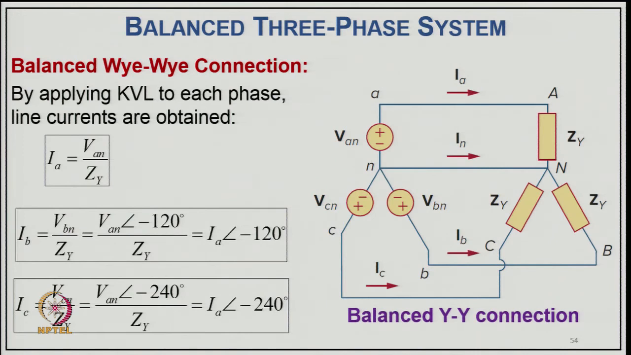So, we can say for the balanced star-star connection, by applying Kirchhoff voltage law to each phase, the line currents are obtained: I_A equal to V_an upon Z_Y. This is the single phase equivalent network. So, I_B equal to V_bn by Z_Y, that is equal to V_p at the angle minus 120 degree by Z_Y, that is I at the angle minus 120 degree. Similarly, I_C equal to V_cn upon Z_Y, that is V_p at the angle of minus 240 degree divided by Z_Y, equal to I at the angle of minus 240 degree. So, these are the 3 phase currents which are again 120 degree shifted from one to another, compared to the I_A current.